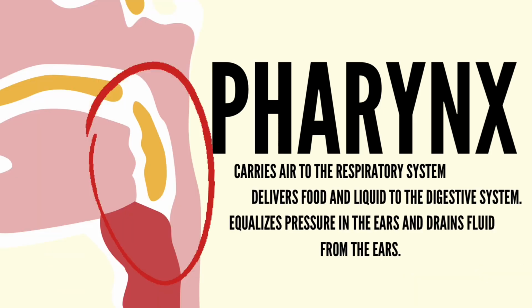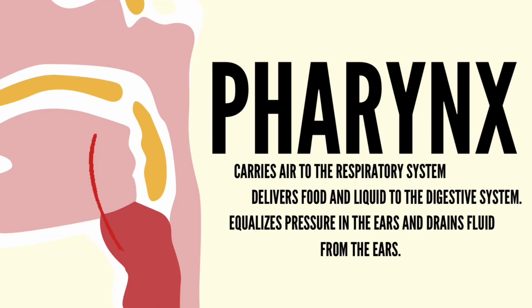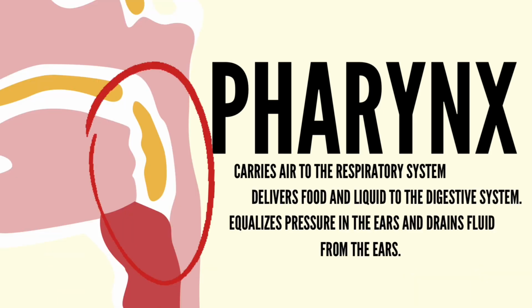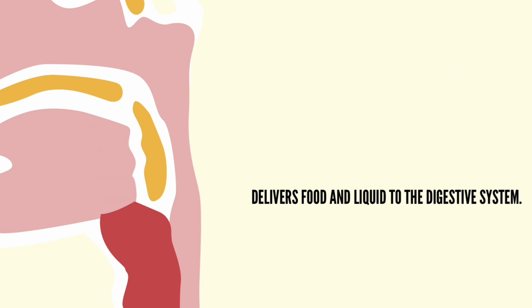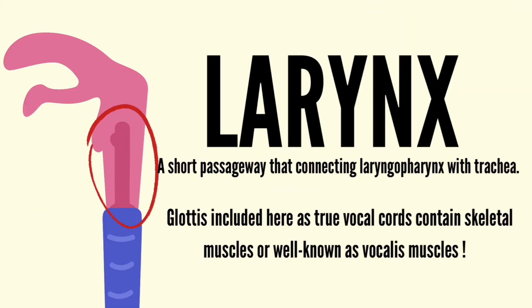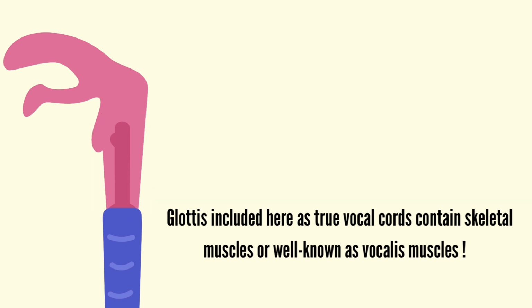The pharynx is located in the throat. It carries air to the respiratory system and delivers food and liquid to the digestive system. It also helps to equalize pressure in the ears and drains fluid from the ears. The larynx is a short passageway that connects the laryngopharynx with the trachea. The glottis is also included, with true vocal cords containing skeletal muscles, well known as vocalis muscles.